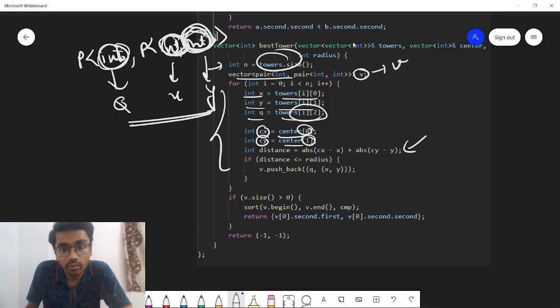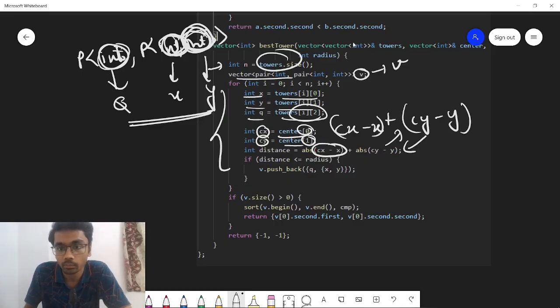So what is a Manhattan distance? The absolute difference between the coordinates, and take their sum. For the x part, we are taking the absolute difference from the center to the current tower's x coordinate, and the same with the y coordinate. From the center, we take the absolute difference with the current tower's y coordinate, and we add these two. This is how we get the Manhattan distance. Then we check if this Manhattan distance is less than or equal to the radius, then push this tower into the v that we have created.